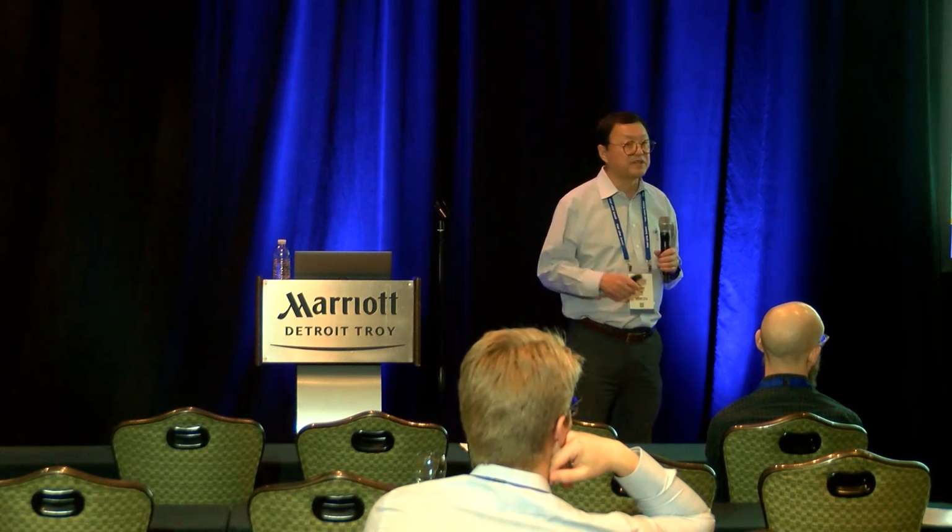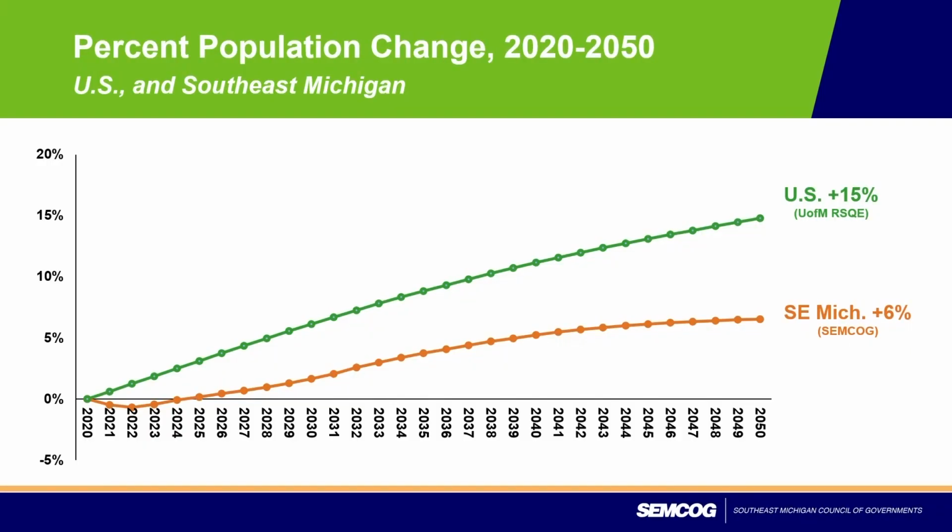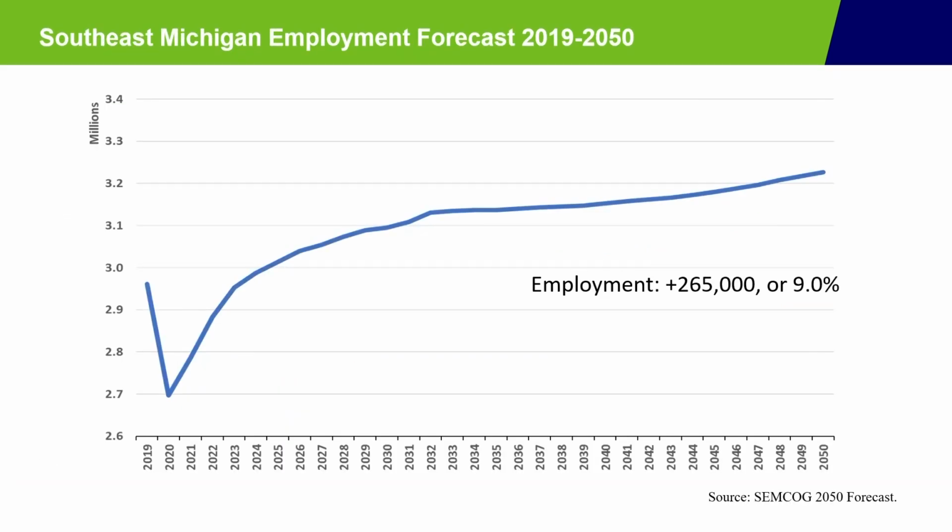Just a couple of slides to show our long-term regional forecast. This is population. As you can see, we are growing but very slowly, 6% in 30 years, which is much slower than the US average, which is 15% over the same 30 years. And the slow population growth, and particularly the lack of growth in prime working age population, set the speed limit for our economic growth or employment growth.